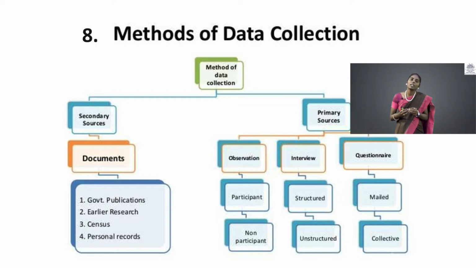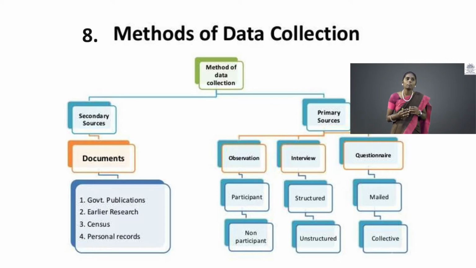So the secondary sources could be documents that are available, or the information that is available on websites, books, journals, earlier research which is published in the journals, blogs, newspaper articles. And if we are studying an organization, the organization will be maintaining documents. So we can get the information from the documents that the organizations have maintained, right. So these are the secondary sources, and the primary sources are observation, interview and questionnaire.